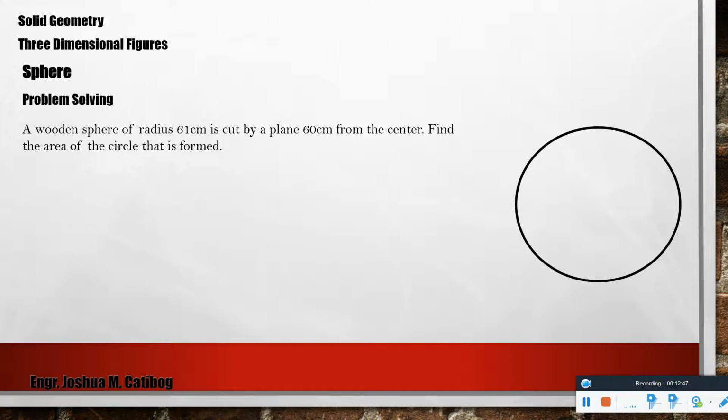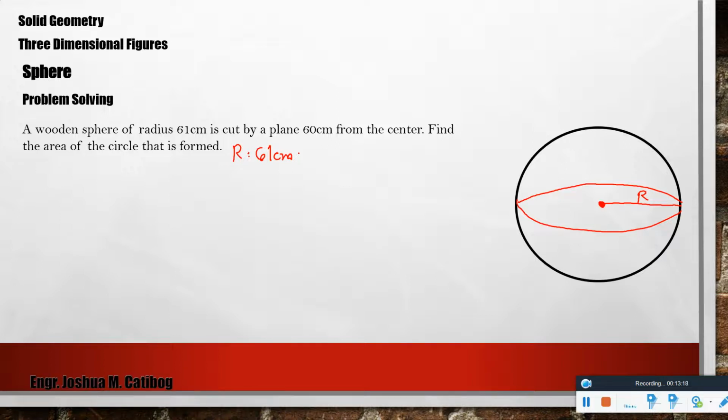Okay, so unahin muna po natin yung sinasabi dito, a wooden sphere of radius 61 cm. So ang radius daw po ng ating wooden sphere is 61 cm. So if I am going to draw, let's say ito yung center natin, I am going to draw a great circle dito. Ayan, ito po yung ating radius. Okay, this is our capital R. So, ang R po natin is what? 61 centimeters. Pero ang sabi dito, okay, is cut by a plane.